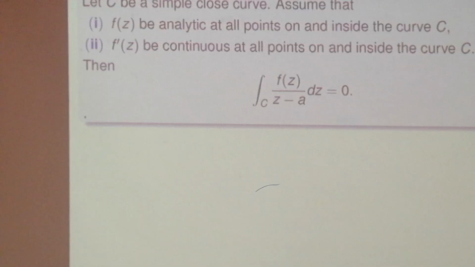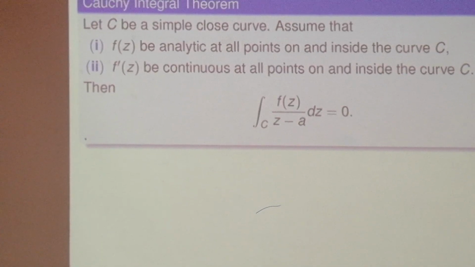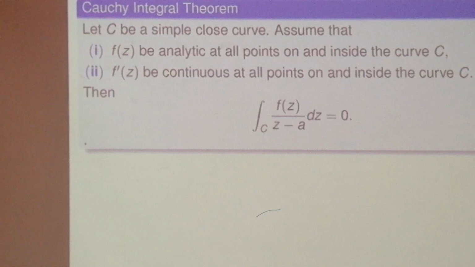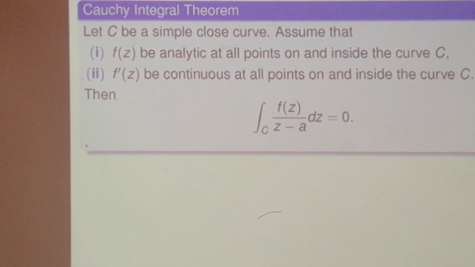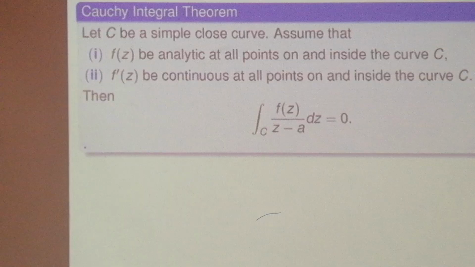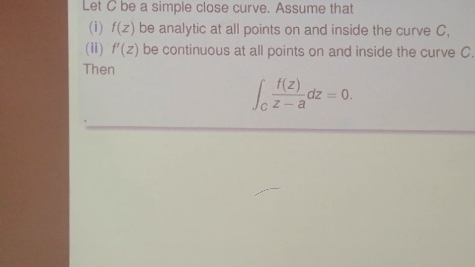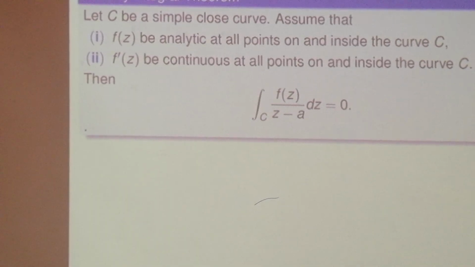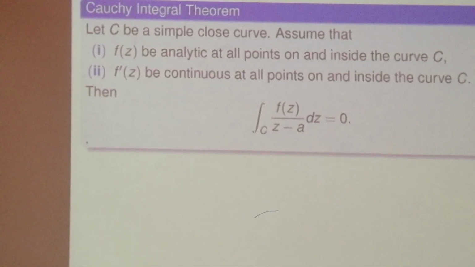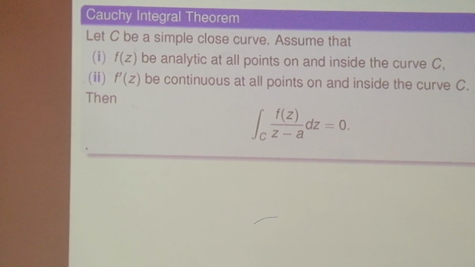Look at the statement. From the statement we can see that if we have some curve C, which is a simple closed curve, and f of z is any analytic function at all points on and inside the closed curve C, and f dash is some continuous function at all points on and inside the curve C, then that integral is equal to 0.